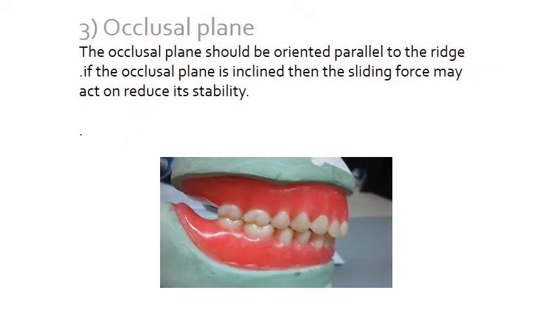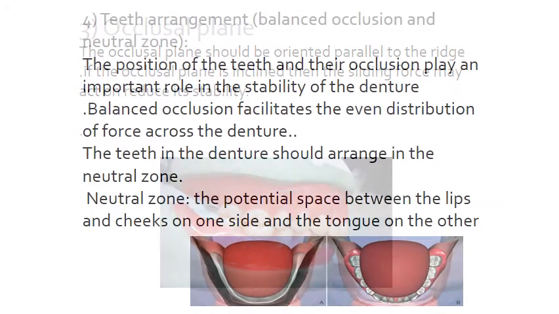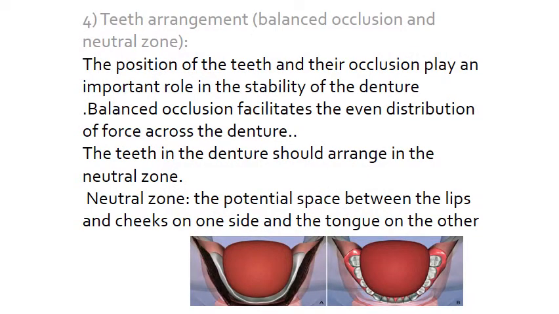For the occlusal plane, it should be oriented parallel to the ridge, and if the occlusal plane is inclined, then sliding force may act on the denture. Next, tooth arrangement, balanced occlusion, and the neutral zone. The position of the teeth in a balanced occlusion will enhance stability of the prosthesis. And the teeth should sit in a neutral zone, which is the potential space between the lip and the cheek on one side and the tongue on the other side.